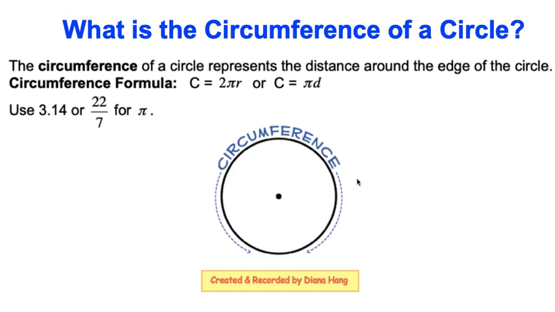Now there are two formulas that we'll be using. We can use circumference equals 2 times pi times radius, or we can use circumference equals pi times diameter. Two common values you will be using for pi will be 3.14 or the fraction 22 divided by 7. Let's take a look at one of our examples.